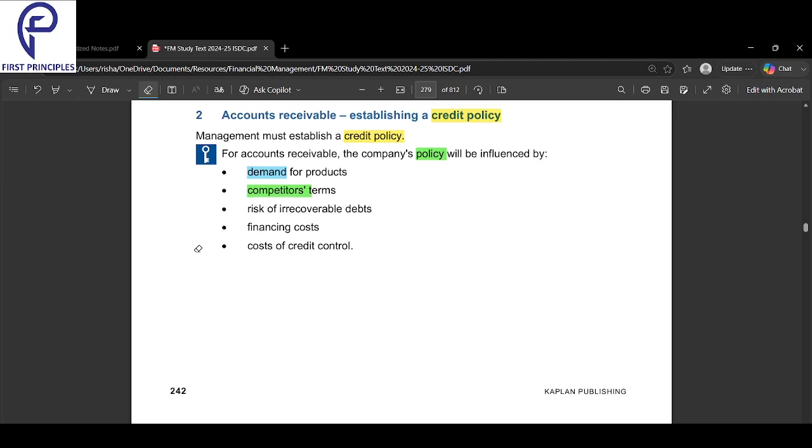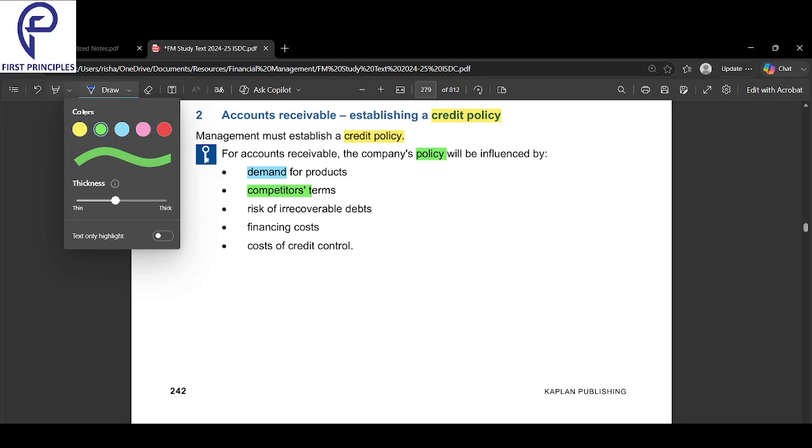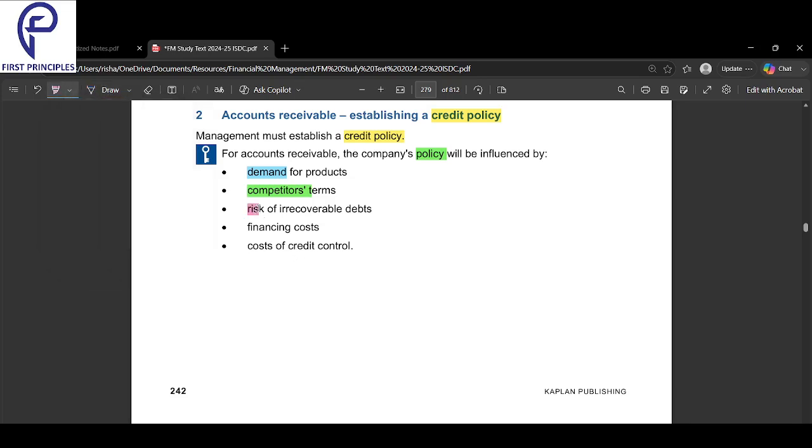Next, risk of irrecoverable debts. If the customers are risky, you have to be more strict. How risky are your customers? Look into the background of your customers. What is the risk of irrecoverable debts? If the risk is a lot, then it's a problem.